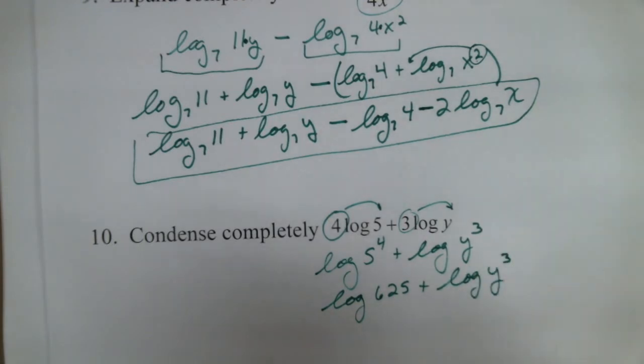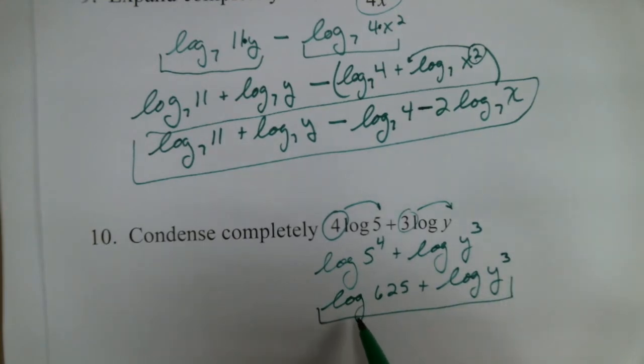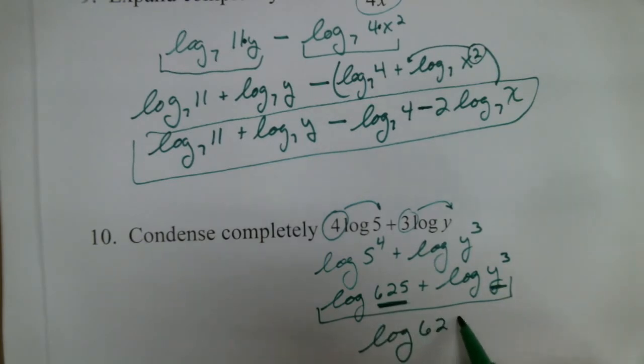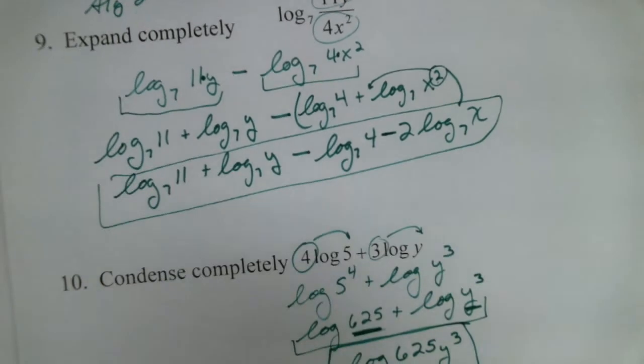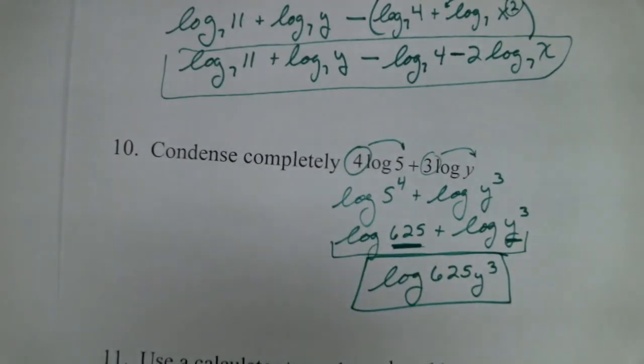of y cubed. Now the last thing is I can use the product rule to combine these together. They're both taking log, so you take log, and then multiply what I'm taking log of. So log of 625 y to the 3rd. Is that completely simplified? All right.